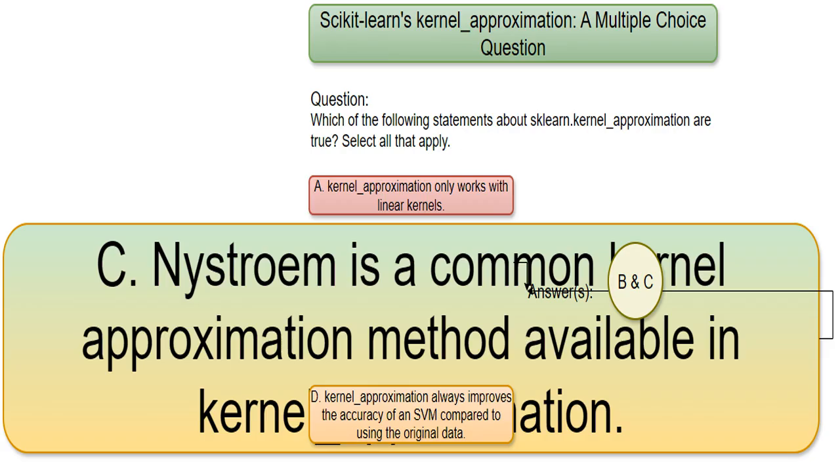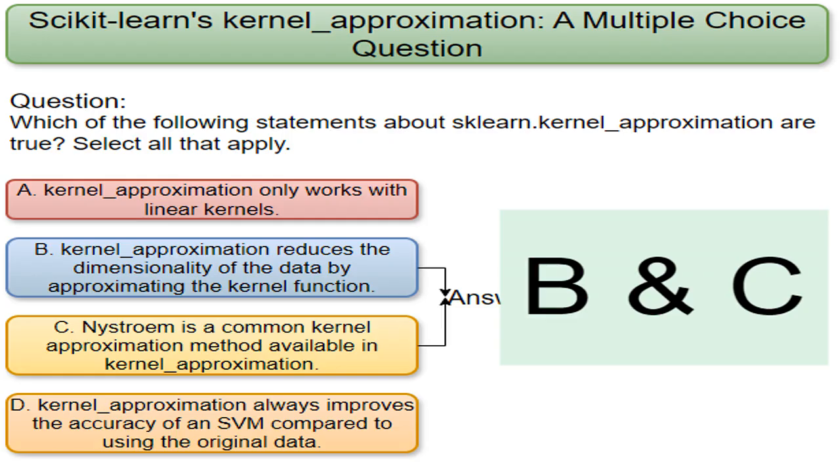This is also true. Nystrom is a popular algorithm for kernel approximation, and scikit-learn conveniently provides it within its kernel_approximation module. It's a handy tool to know. Based on my analysis of statements B and C, these are the correct answers.